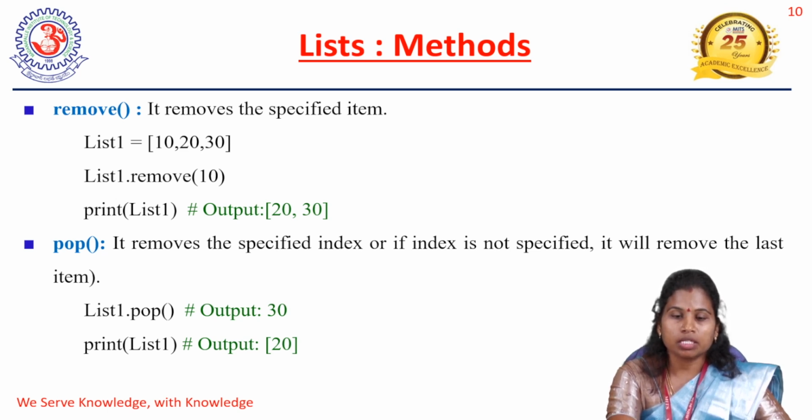In my list 30 is the last element, so it will remove the element 30 from the list. Then it contains only one element, that is 20. Now if you want to print list1, it will show you only 20. We got 20 in the output.